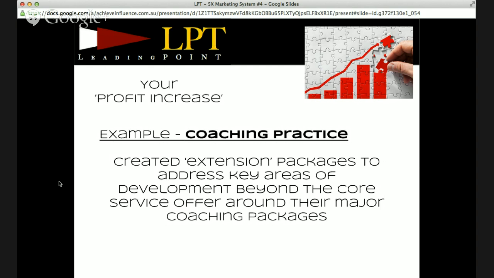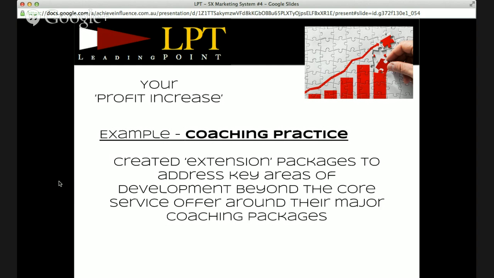So in a nutshell, what came out of the profit increase was that we helped them create an extension package. An extension package was simply a further 3 months worth of work, really getting down to the nuts and bolts in a specific area of the work they had been doing, where through that 6-month program, the client had recognized a real sticking point in one key area, maybe two, but certainly one key area of the work they had done in that particular area of their life.